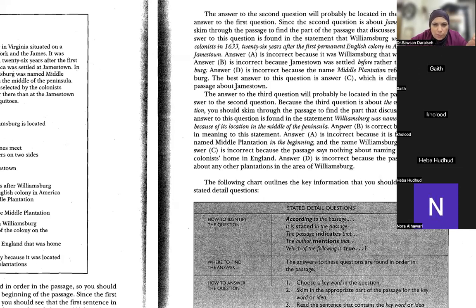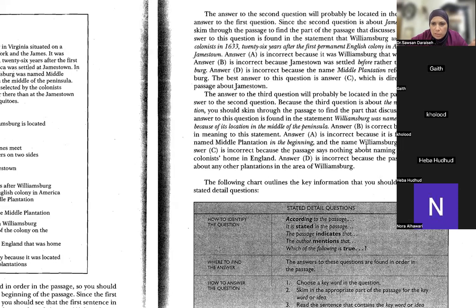So this is your answer, right, Dr. Khulud? Answer B is correct? This is what you said, right? That's correct, because it's the closest in meaning to the statement. Answer A is incorrect because it is false. The area was named Middle Plantation in the beginning, and the name Williamsburg is more recent. Yes, that means that one is older.